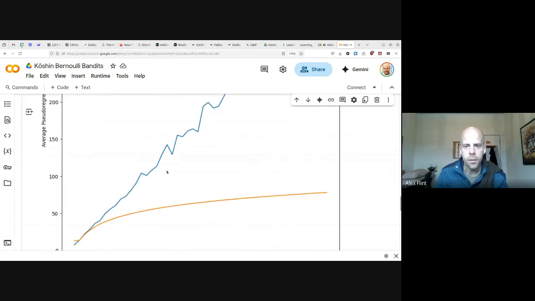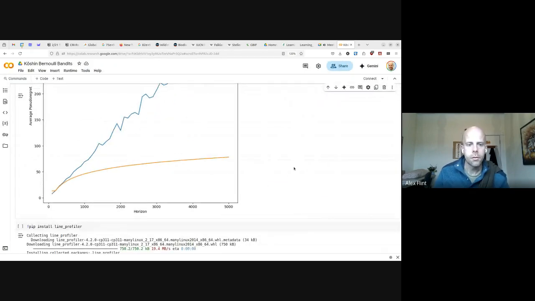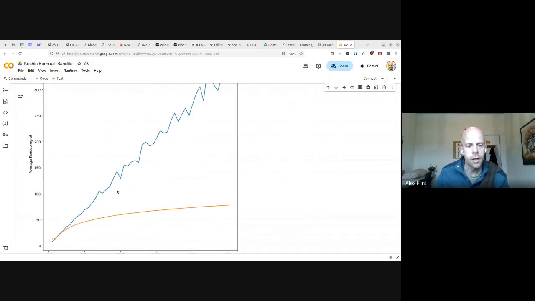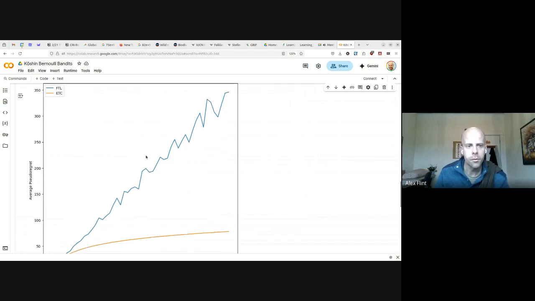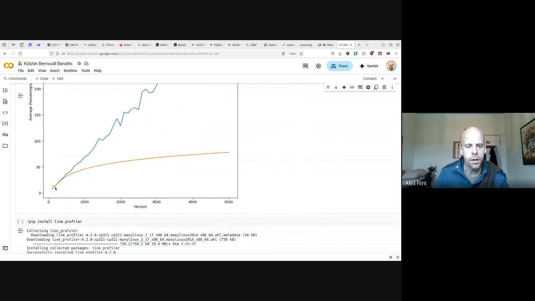And then the graph comes out looking like this. So we have a pretty clear thing going on. Follow the leader is clearly not learning. This blue line is follow the leader. And then with explore-then-commit, you get this nice square root shaped function.